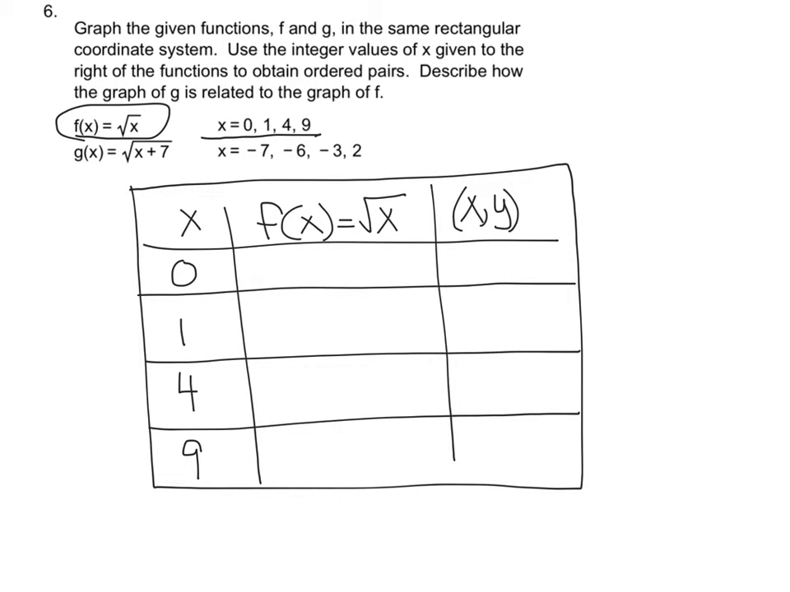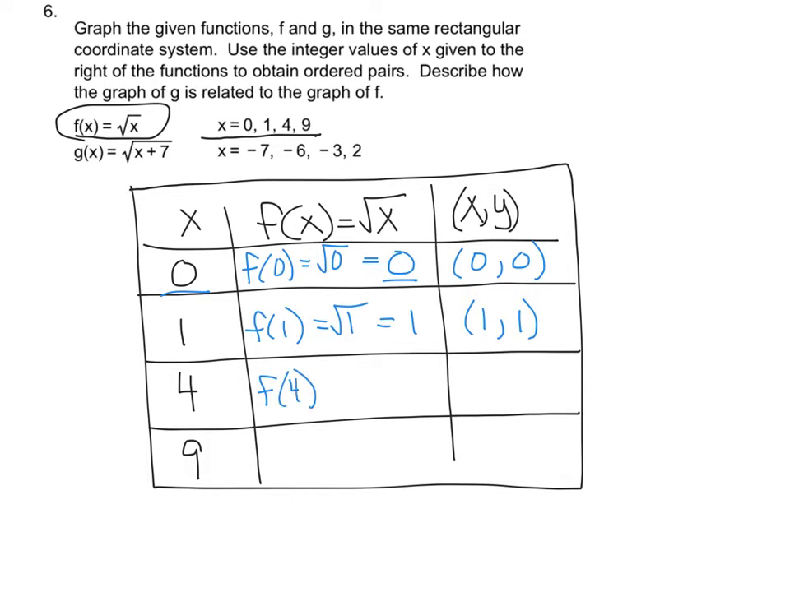First, I'm going to plug in a 0 for x. So I have f of 0 equals the square root of 0, which equals 0. So my ordered pair of x, f of x, is 0, 0. You're just taking the x and then the value you got in your second column. f of 1 equals the square root of 1, which is 1. And my ordered pair is 1, 1.